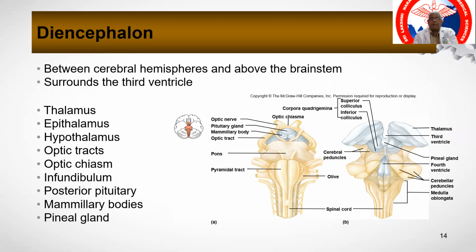Between the cerebral hemispheres and above the brainstem surrounds the third ventricle. The third ventricle consists of thalamus, epithalamus, hypothalamus, optic tracts, optic chiasma, infundibulum, pituitary, mammillary bodies, pineal gland, and everything is here. Optic tract, mammillary body, pituitary gland, optic nerve, optic chiasma, pons, cerebral peduncles, thalamus, third ventricle here.